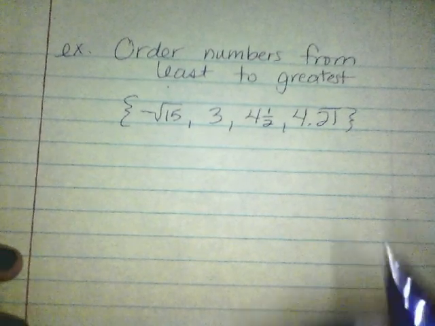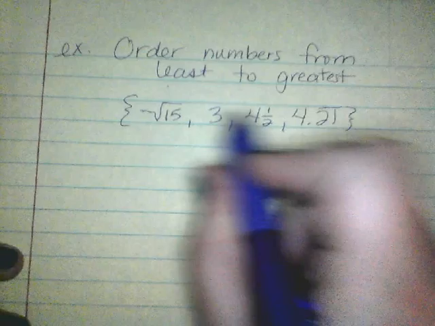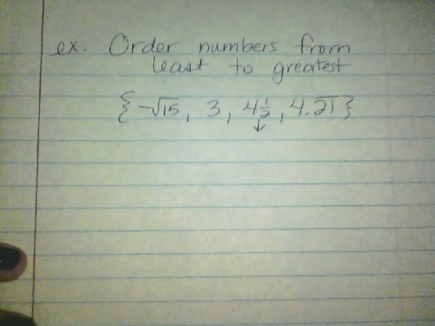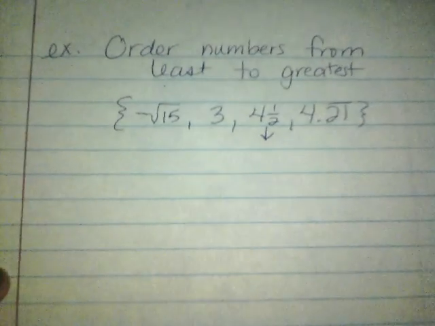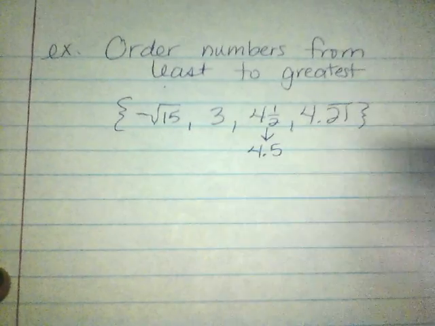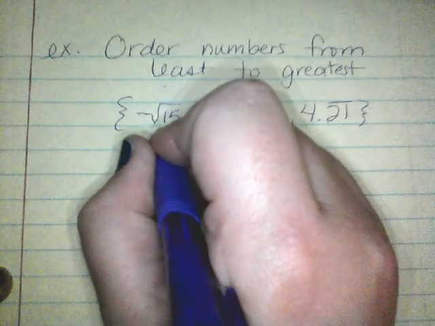All right, so we have 3. This is already a decimal. This is already a decimal. What is 4 1/2 as a decimal? Dom? Okay. 4.5. Perfect. Okay, I also have to convert the square root of 15.